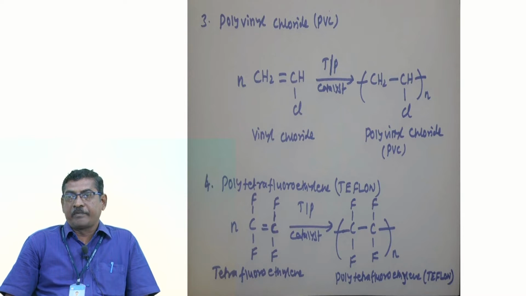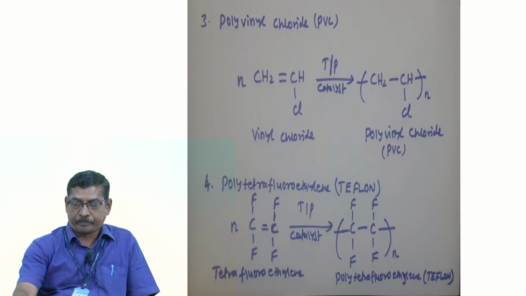Next example is the formation of polytetrafluoroethylene, or otherwise we call it Teflon. In this polymer, the monomer is tetrafluoroethylene. The tetrafluoroethylene is polymerized in the presence of temperature, pressure and catalyst to form polytetrafluoroethylene. In this reaction, the reactant contains a double bond, and when we convert it into product, the double bond is converted into single bond. In this reaction we put the N as a prefix in the reactant, and when we convert into product, the N we put as a suffix.